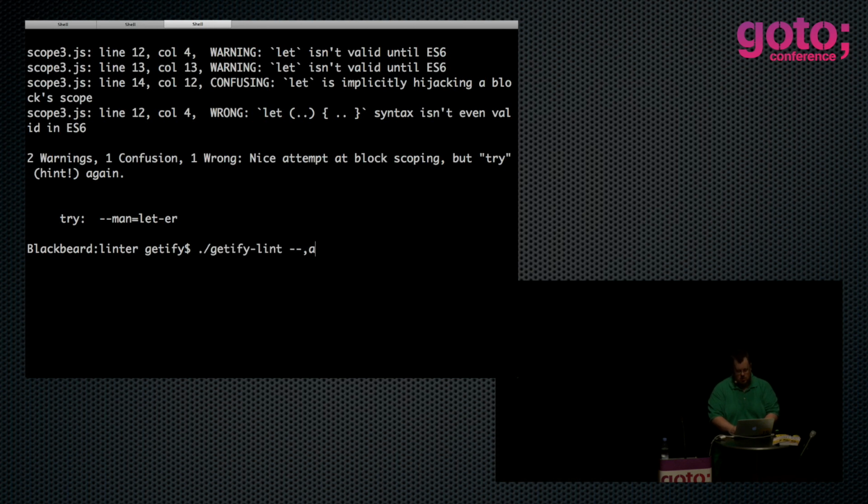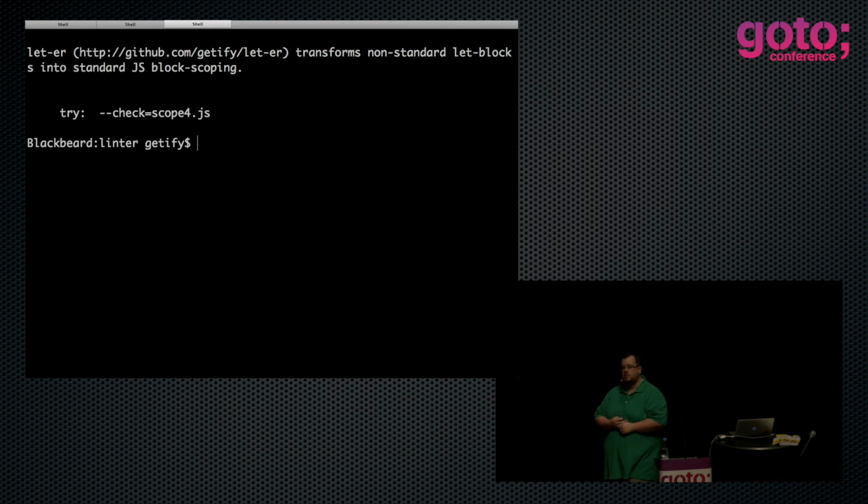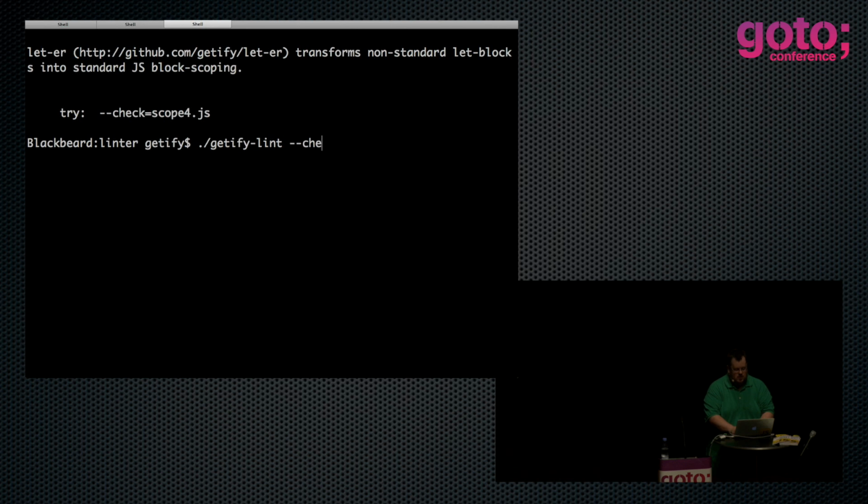So I wrote a tool called Letter, and this tool is designed to solve that problem. What Letter does is it transforms non-standard let blocks into standard JavaScript block scoping. So you can use this as a pre-processing tool, just like you use other build tools. It's just another step in the process. And you can start writing with explicit block scoping and just simply transform your code. So very quickly, what does it do? If we look at scope4.js, it's going to illustrate for us what the Letter tool does by default.